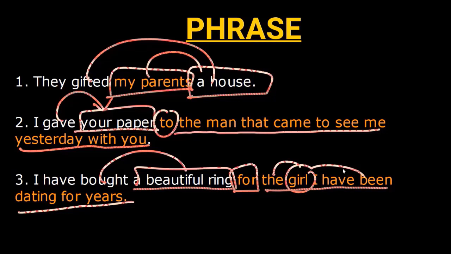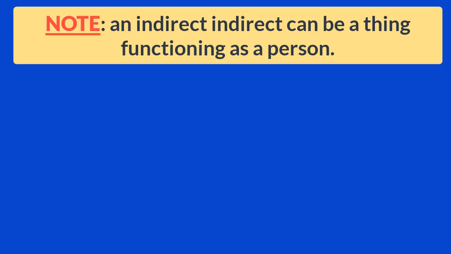If I say I have bought the girl I have been dating for years a beautiful ring, technically, grammatically, it's absolutely correct, but it doesn't sound nice because it might confuse your listener or reader, right? So it can also be a phrase. Now, as I said earlier, an indirect object can also be a thing. When it's a thing, it's going to function as an entity.